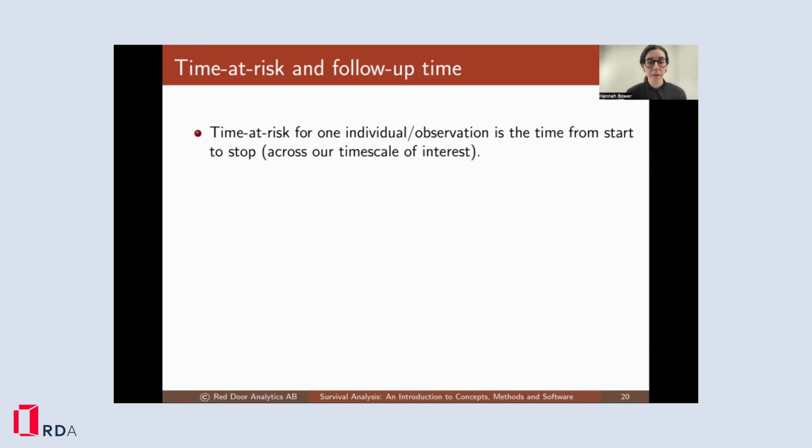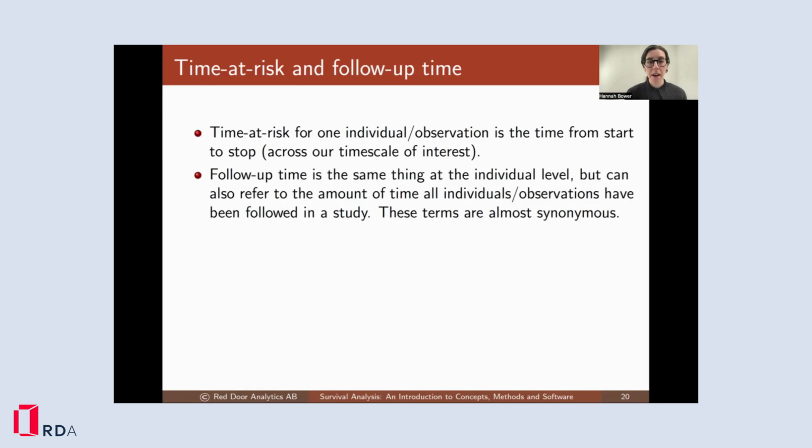So hopefully the figure there showed you that time at risk for an individual or an observation is the time from the start to the stop across our timescale of interest. We started following them from breast cancer diagnosis and we stopped at the time at which they either had the event of interest or they were censored. Now we'll come back to censoring later on in this course.